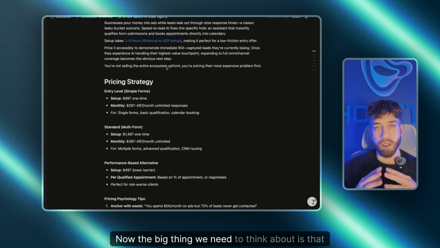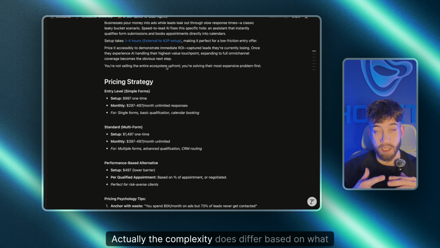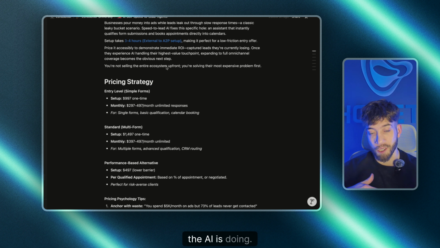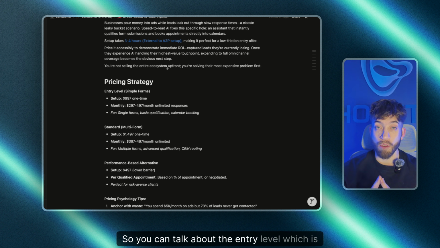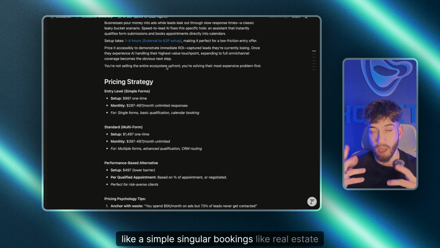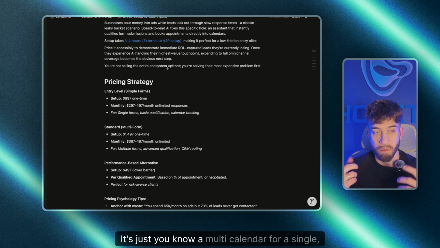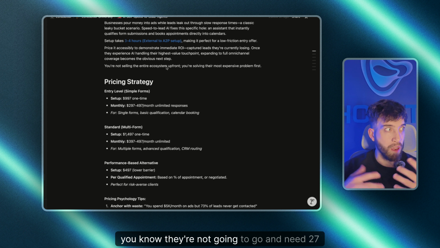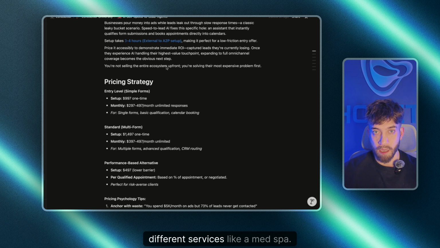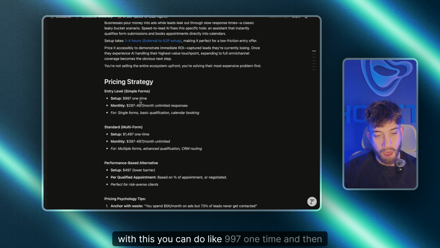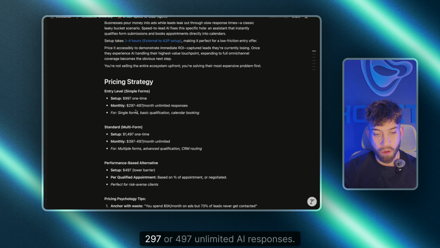Now the big thing we need to think about is that the complexity does differ based on what the AI is doing. So you can talk about the entry level, which is a simple singular booking, like real estate. Booking a real estate lead is really easy. It's just a single calendar, they're not going to say, I need 27 different services like a med spa. With this you can do 997 one time and then 297 or 497 for unlimited AI responses.